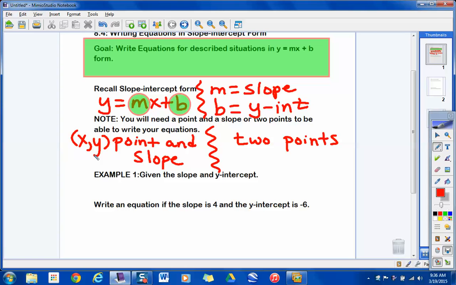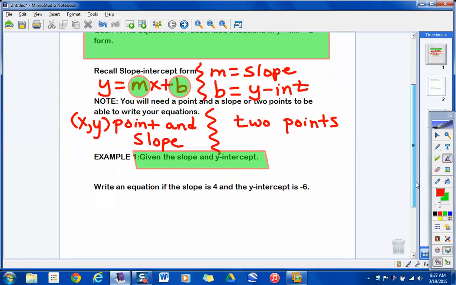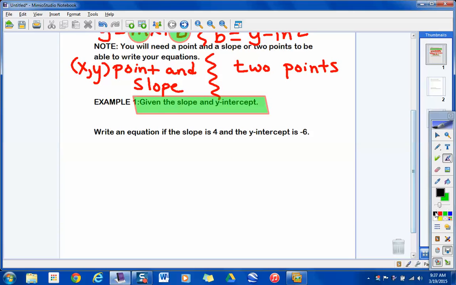Example 1. As we work through these, the first example is going to be very easy. And these are going to progressively get more and more difficult as we go through them. Okay? So example 1 is kind of nice. Example 1, they're saying, hey, how about I give you the slope and the what? I'm just going to tell you what the slope is. And I'm just going to tell you what the y-intercept is. Write an equation for that. Okay? So down below it says write an equation if the slope is what value? 4 and the y-intercept is what? Well, gosh, guys, if I just tell you what the slope is and what the y-intercept is, what variable could you plug in for m?